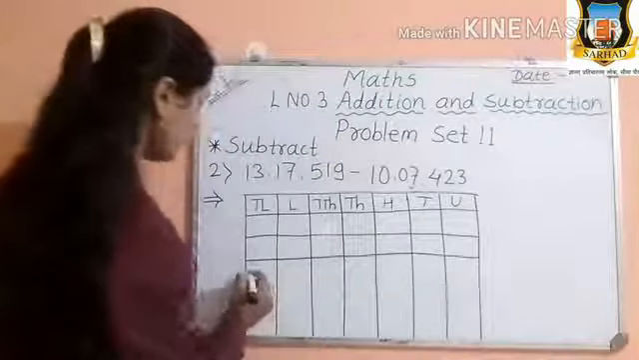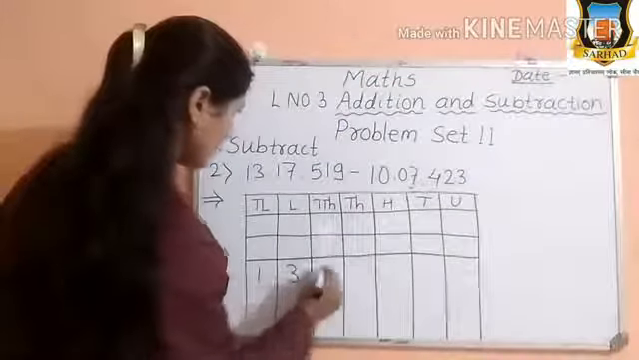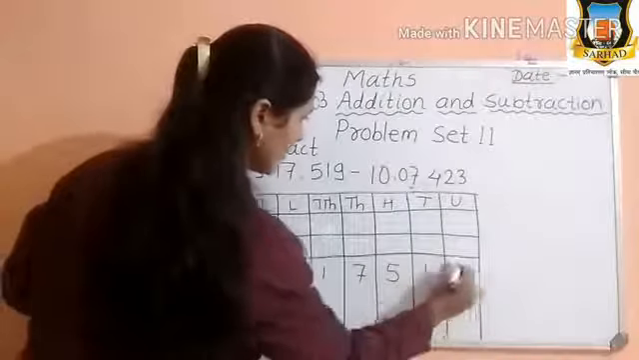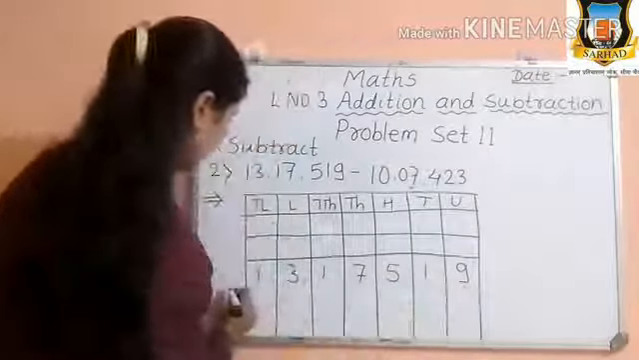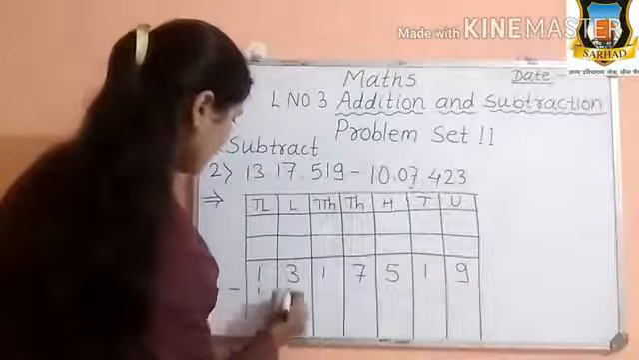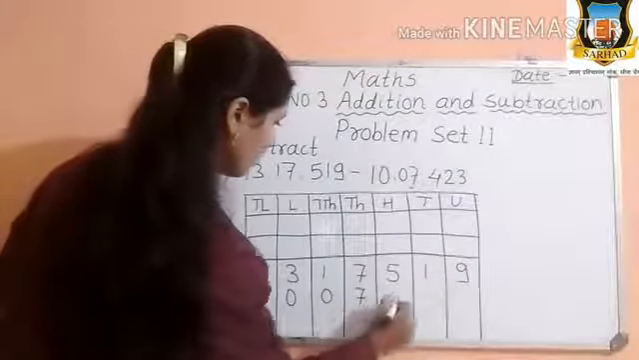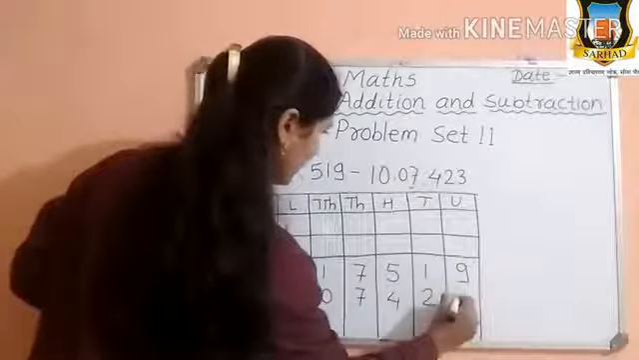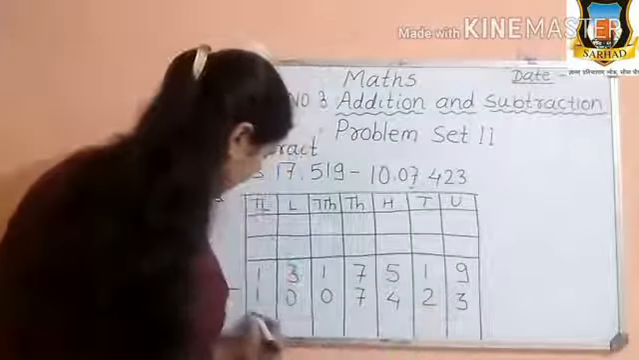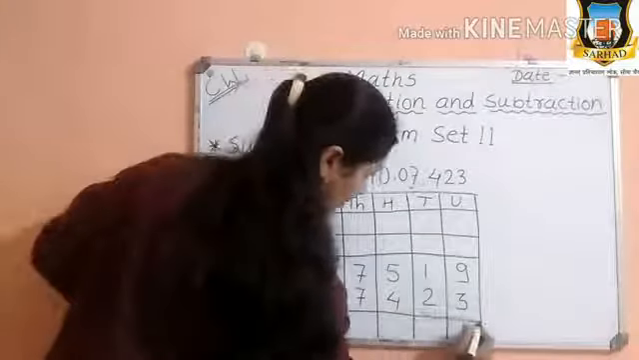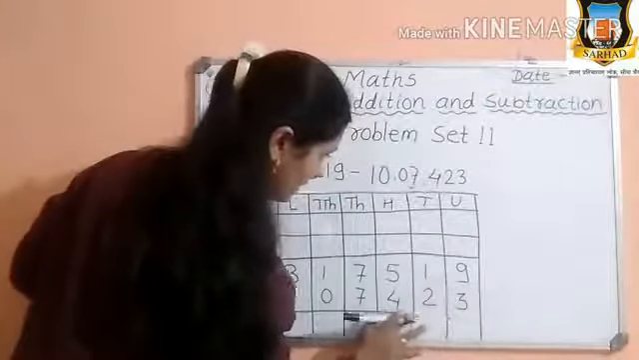Write down the number. 13,17,519 minus 10,07,423. Now do this subtraction.